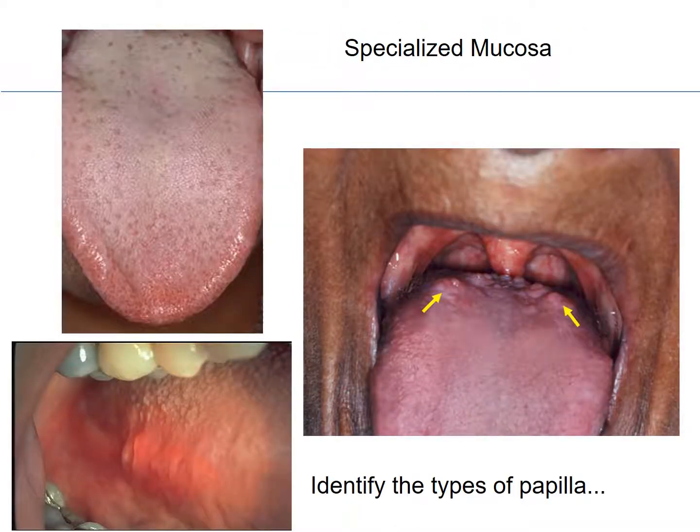All right, here is a picture of specialized mucosa. And this is the end of chapter 18. A lot of information, but you stuck with it. Good job.